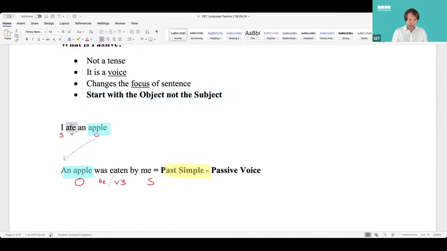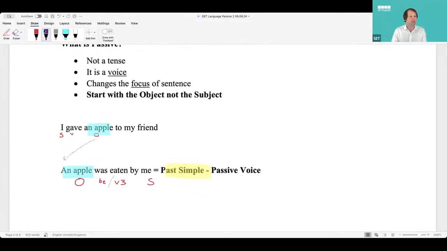Sometimes we say this: I gave an apple to my friend. Now, how many objects are there, guys? Two. Okay, so which object do I start my sentence with? Does that make sense? It's a difficulty. It's very, very tricky.